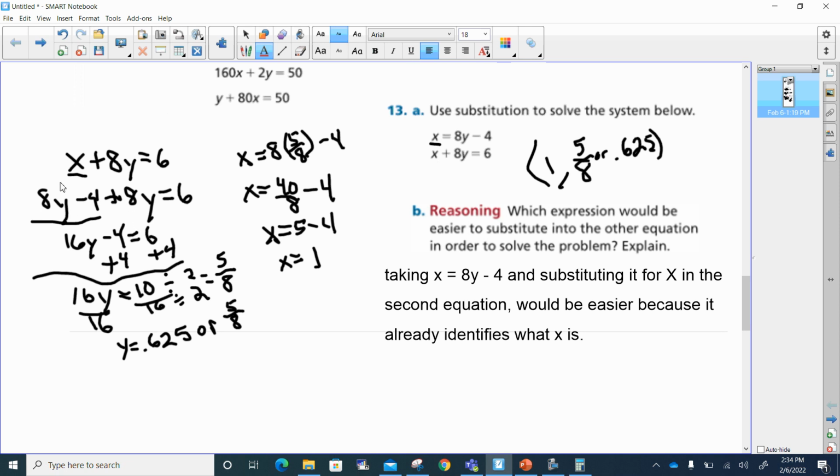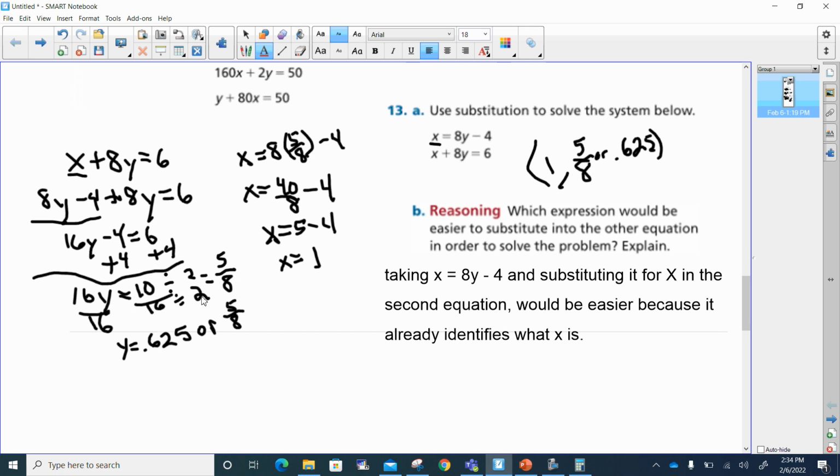I can combine like terms now. 8y plus 8y is 16y. Now I have 16y minus 4 equals 6. I've got to isolate my variables, so I'm going to add 4 to get rid of the negative 4. Whatever I add to one side, I do the other, and now I have 6 plus 4, and that's 10. And now I have 16y equals 10. To isolate my variable, I have to divide 16 from 16y. Whatever I divide from one side, I divide from the other. And that gives me 10 over 16.